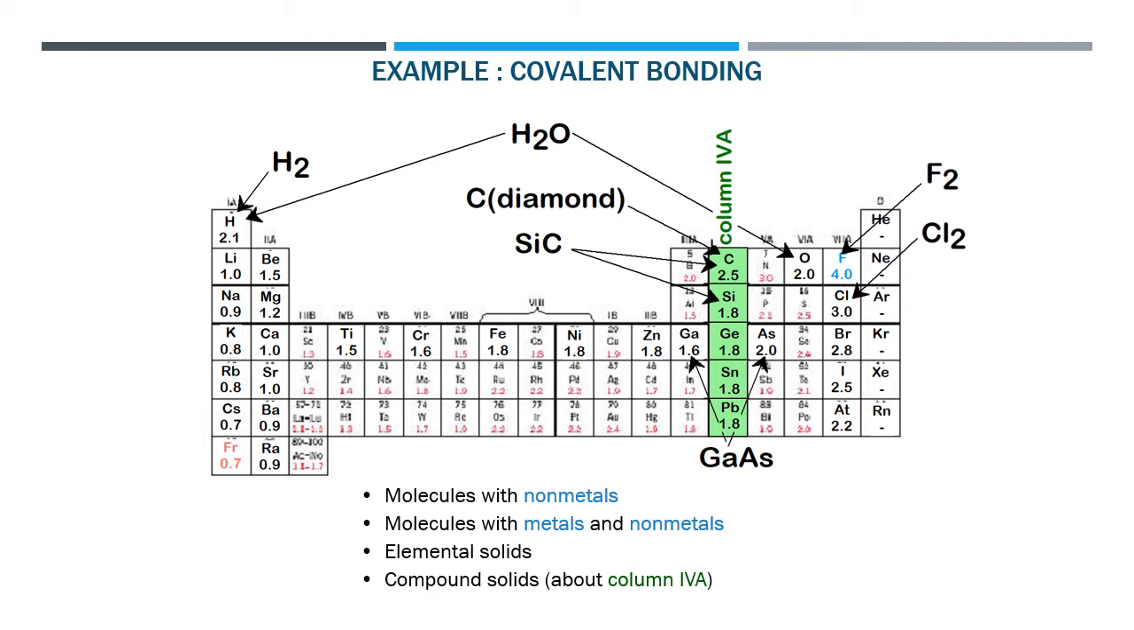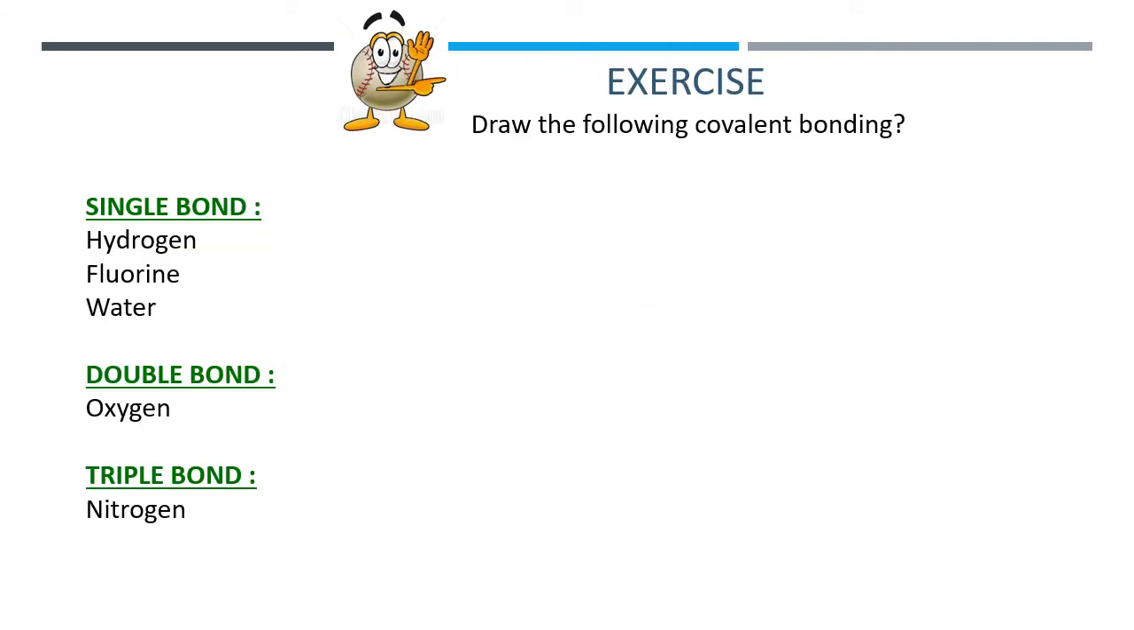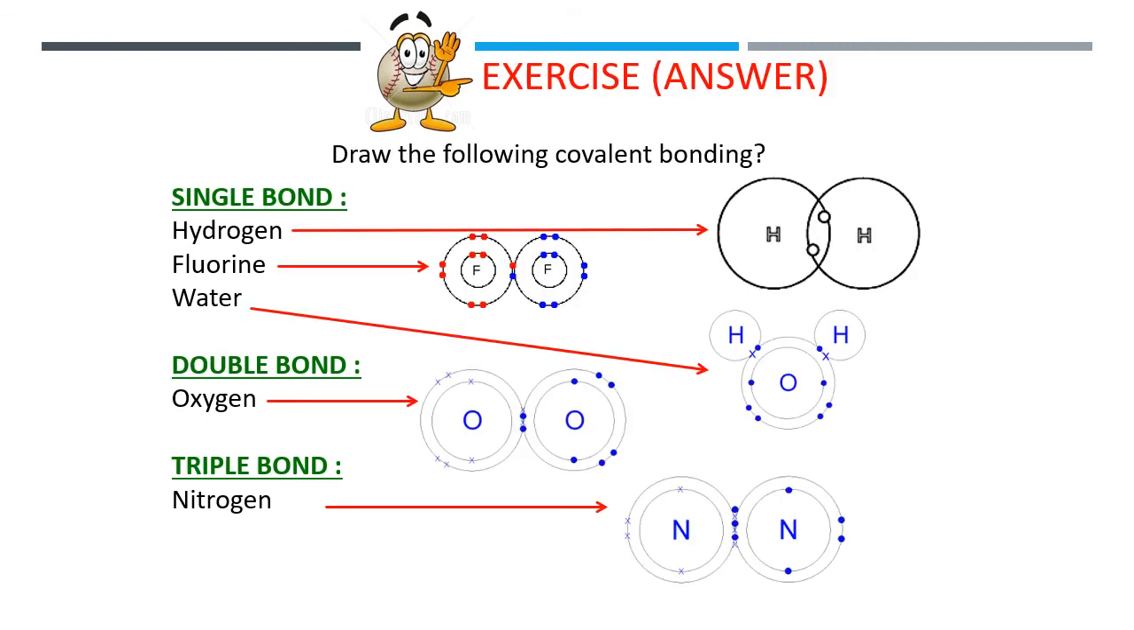So here are examples of covalent bonding in the periodic table. It varies from non-metals, metals, metal and non-metals, elemental solids, and also compound solids, as we described earlier. Here are the exercises for covalent bonding. We have single bond covalent bonding, double bond covalent bonding, and triple bond covalent bonding. So how does this bonding look like?